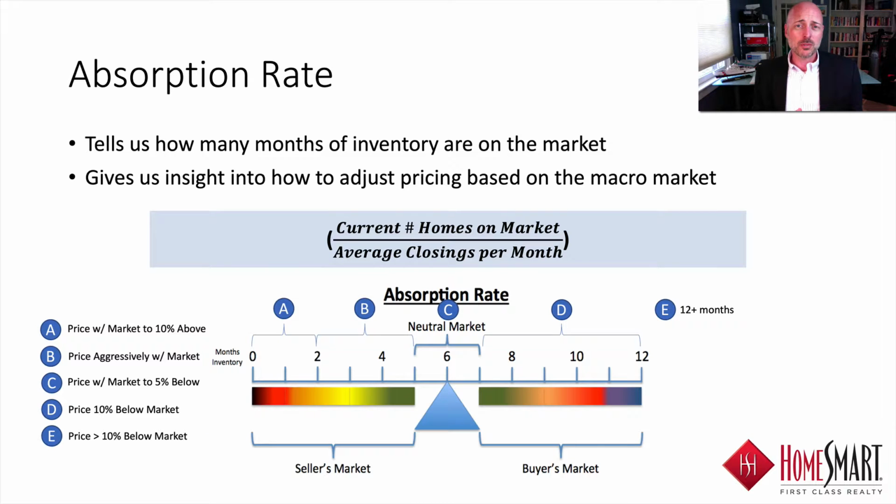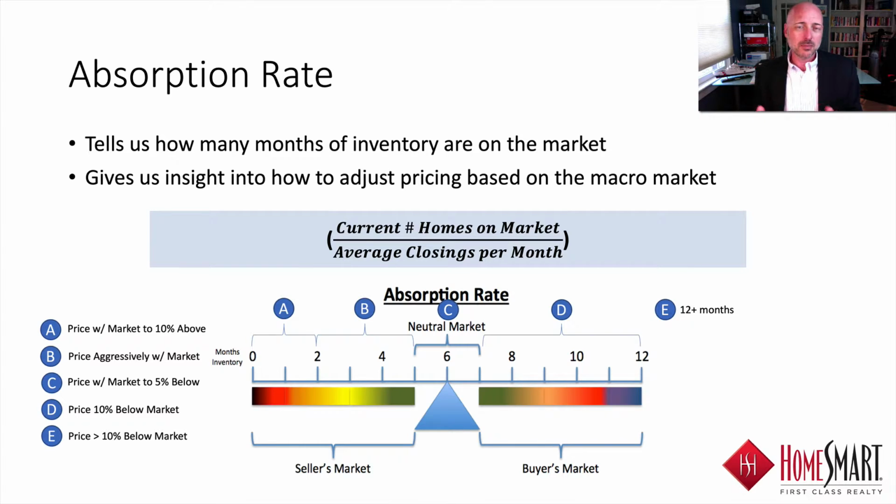Then you're going to look at your absorption rate. You've heard the terms buyer's market and seller's market. Well, they're actually talking about the absorption rate. Think of a seesaw diagram, like the picture here on the screen. The hinge is the middle at 6 months. So 5 to 7 months is neutral. Greater than 7 months is a buyer's market. Less than 5 months is a seller's market. And obviously the lower the number goes, the stronger the seller's market, and the same thing on the buy side.